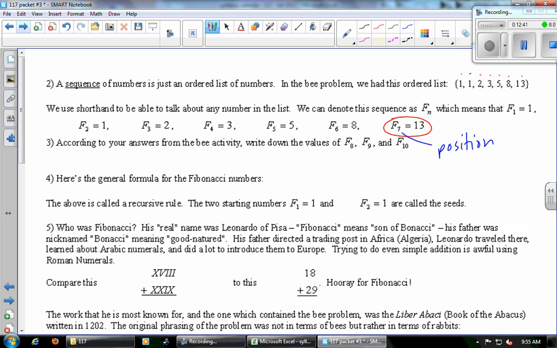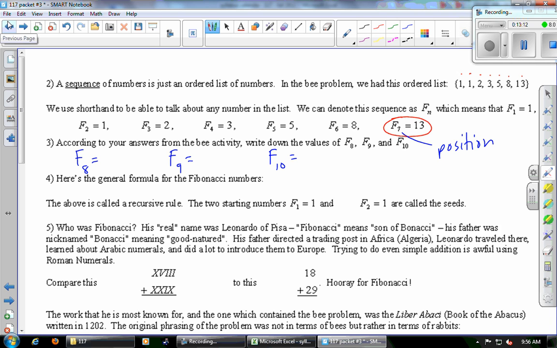All right, we'll go to 3 for Gary. Okay, can you guys do that? But practice the notation. So your first thing to write is F8 equals. All right, what is F8? That's 21. What is F9? 34. And F10 is 55. F11 is the 89. Lucas.